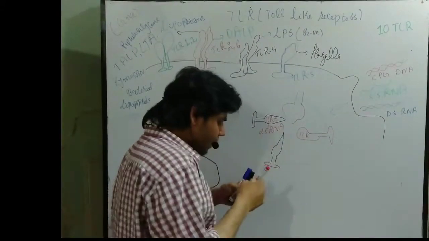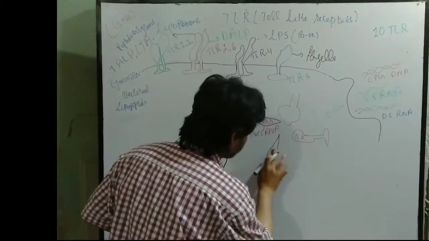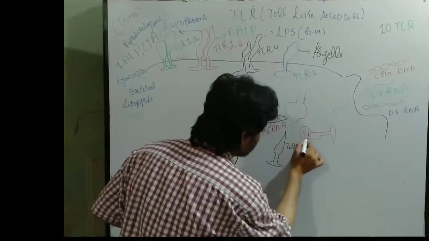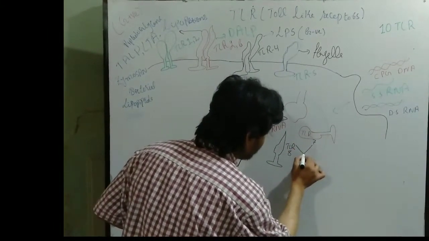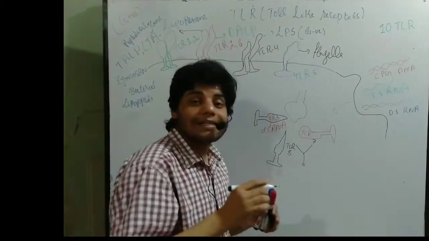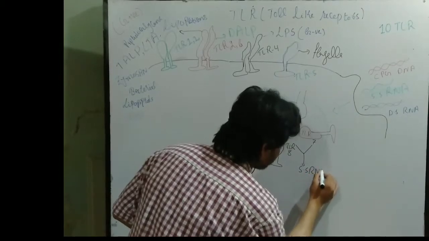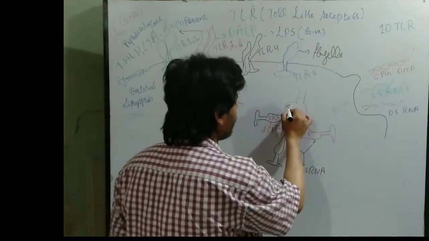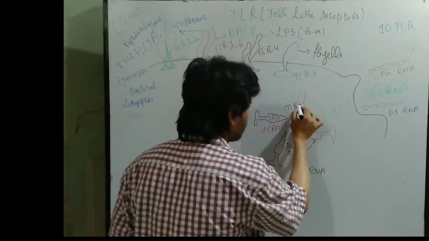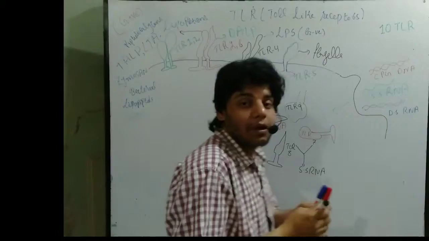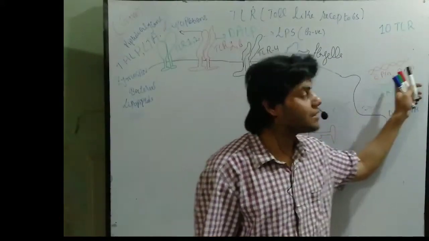Okay, this is 7 and this is 8. What do 7 and 8 detect? They will detect single-stranded RNA. And this is toll-like receptor 9. What does toll-like receptor 9 usually detect? They usually detect unmethylated CpG DNA.